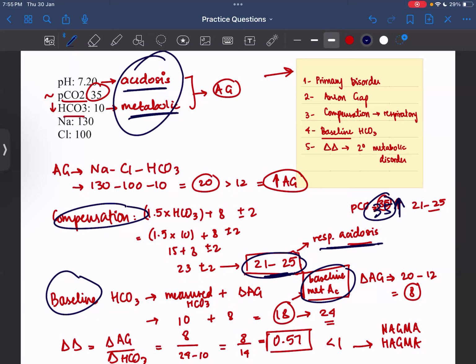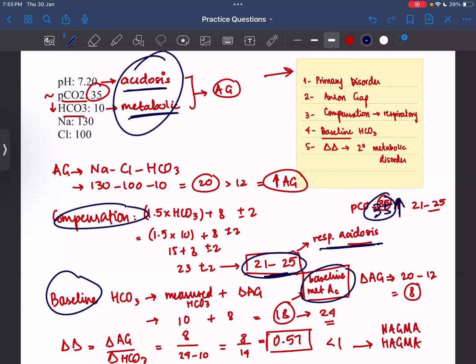Okay, we're not thinking anything right now. What we want to do next is look at the compensation, right? So next step would be to look at the compensation. What is the formula for compensation for respiratory alkalosis? First of all, I've already mentioned in the question that this is acute because there's different formulas for acute and chronic, and it will most likely be given in your question stem.